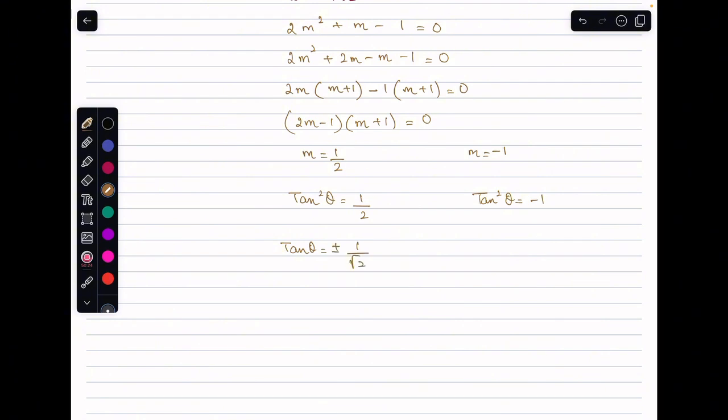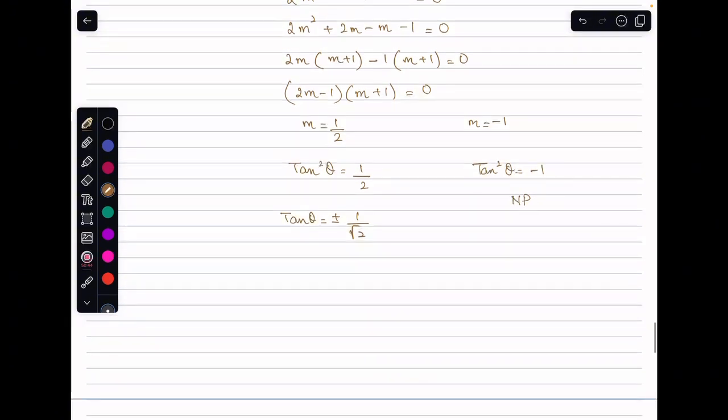And here, if I take the square root of a negative number, we know that it is not possible. So I'll simply say that this solution is not possible. The square root of negative 1 is not possible. Therefore, it's not possible to get any theta value for tan² theta equals negative 1. So now I have tan theta equals plus or minus 1 over root 2.